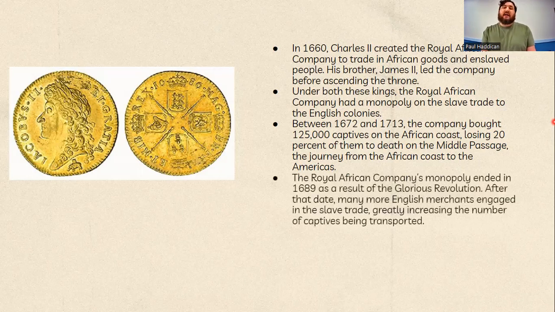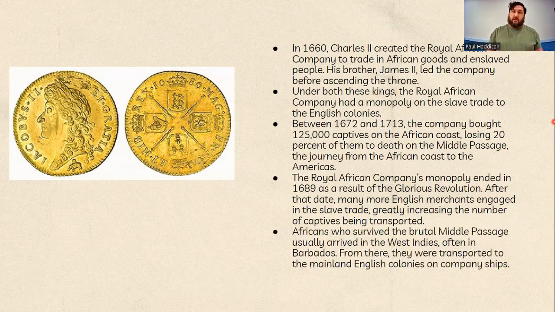The Royal African Company's monopoly is going to end as a result of the Glorious Revolution. William and Mary will not outlaw slavery, but they will stop the government participation or regulation of it. So it's going to go back to anybody could try to make a buck by selling a human. And it's going to greatly increase the number of captives being transported from Africa to the New World.